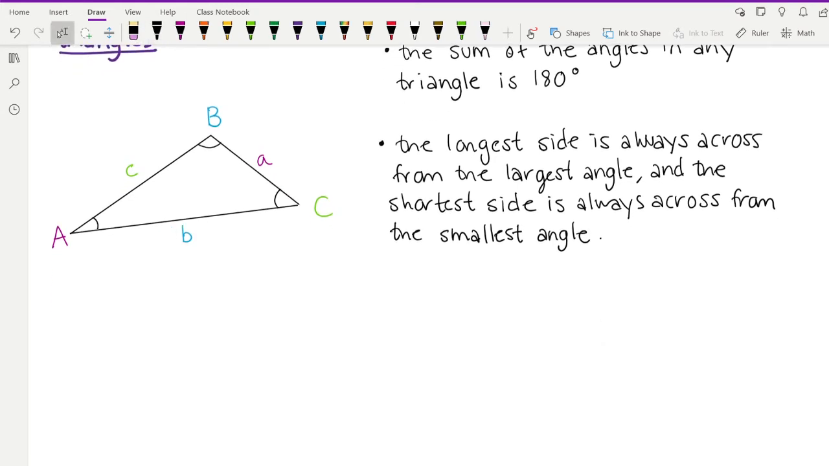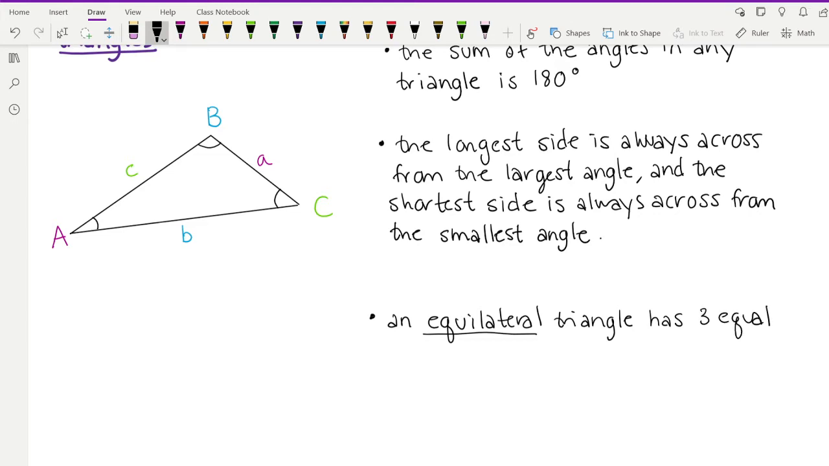A couple of other things I want to add here. So a couple of special types of triangles. One is called an equilateral triangle. So an equilateral triangle has all of its sides the same length and all of its angles the same. So it has 3 equal sides and 3 equal angles.